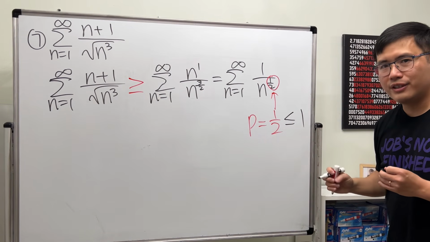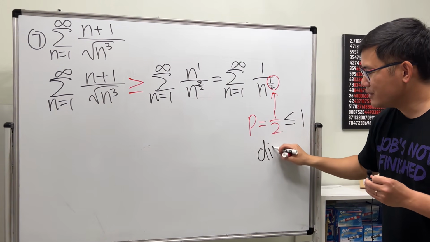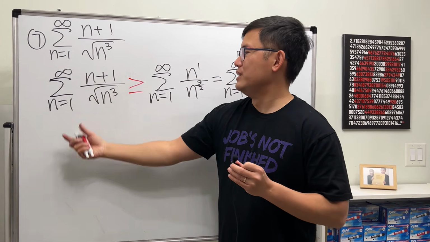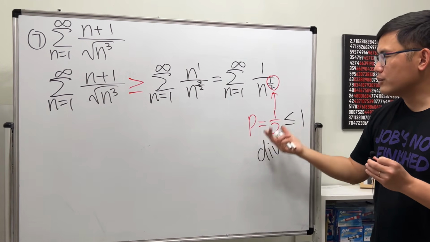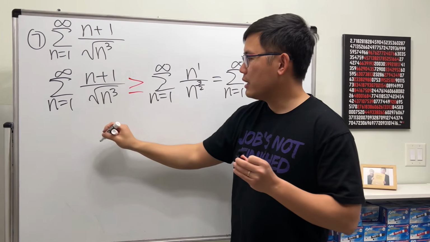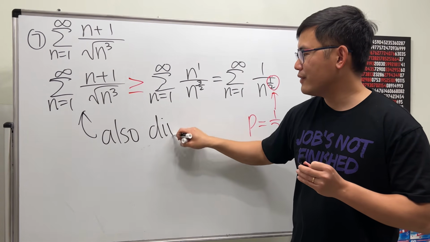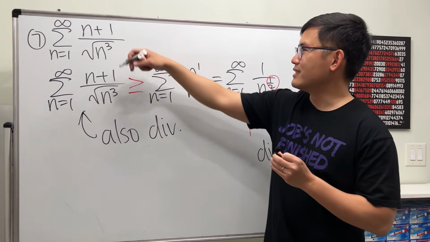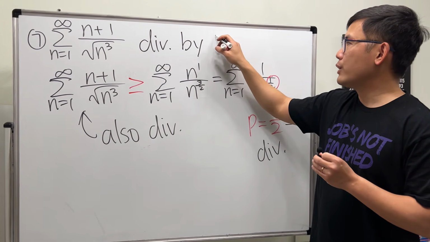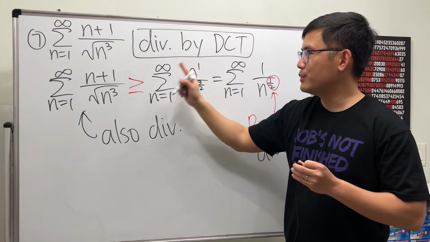So what's the conclusion for this? This right here is what? Divergent p series. And we have successfully shown that this series is greater than or equal to a divergent series, and we know this right here diverges to infinity. So here, this right here also diverges. So we can say this right here diverges by, here we are doing the direct comparison test. Done. Because we are using inequality.